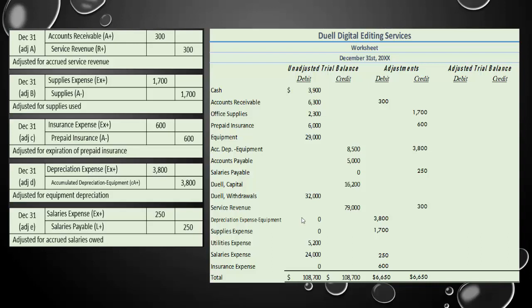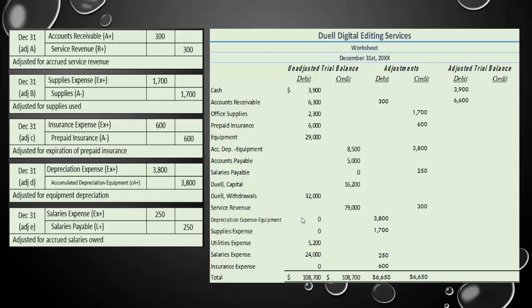Cash had an unadjusted balance of $3,900. There were no adjustments, which means that its balance is still going to be debit side $3,900. Accounts receivable had an unadjusted balance of $6,300, but we just debited it for another $300 in the adjustments. And since they are on the same side, we add them together. Accounts receivable should have a balance now of $6,600.